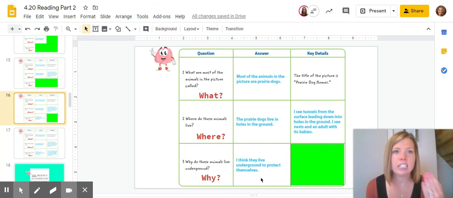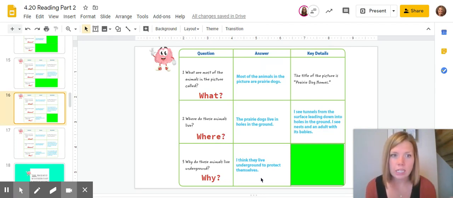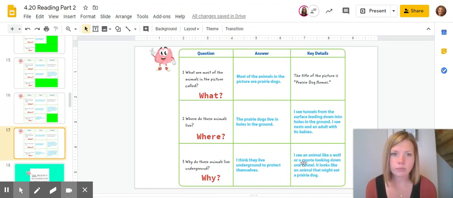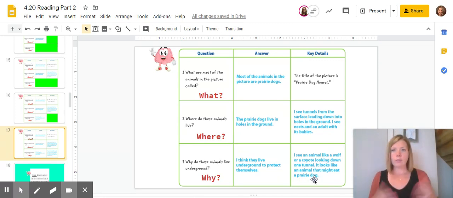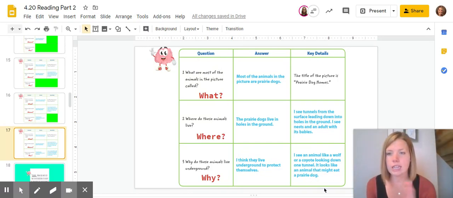Now again, the details, the reason, is your evidence. It's why you think that. Why do you think, or why does Miss Bornhorst think they live underground to protect themselves? Well, as I was saying, I see an animal like a wolf or a coyote looking down one tunnel, and it looks like an animal that might eat the prairie dog. So if something's trying to eat this prairie dog, I'm pretty sure those prairie dogs are going to want to be protected, and that's probably why they're going underground. And so this evidence comes from what I actually see in the picture.